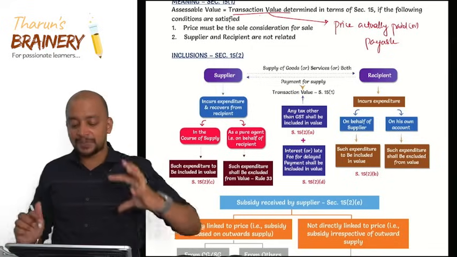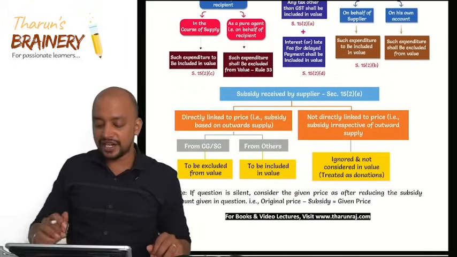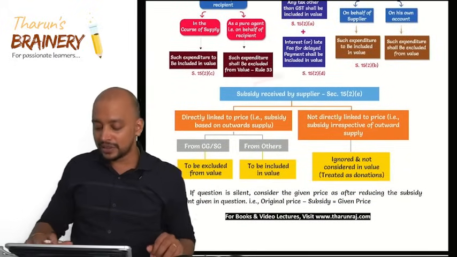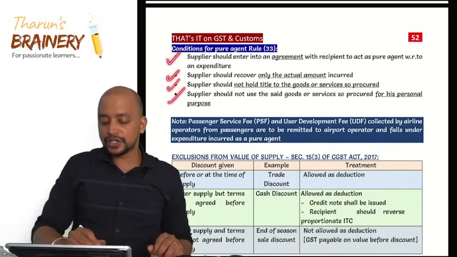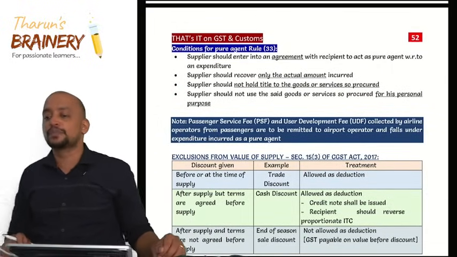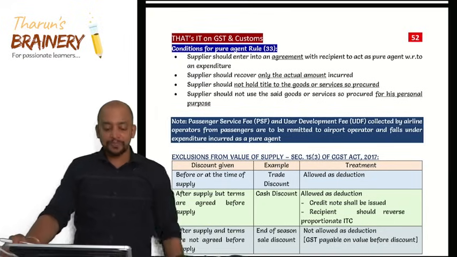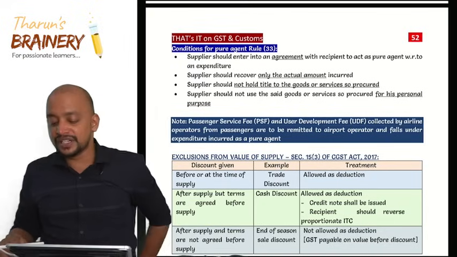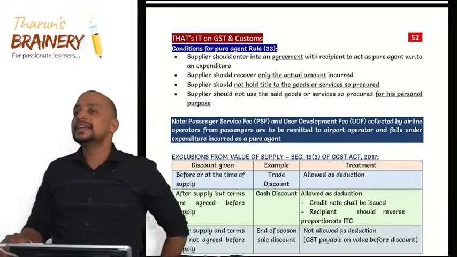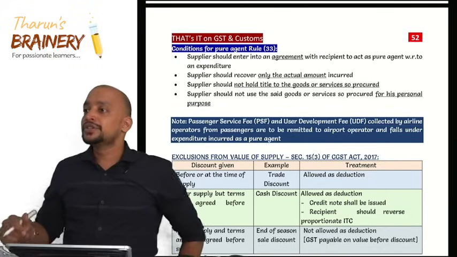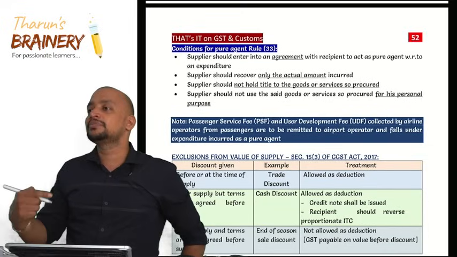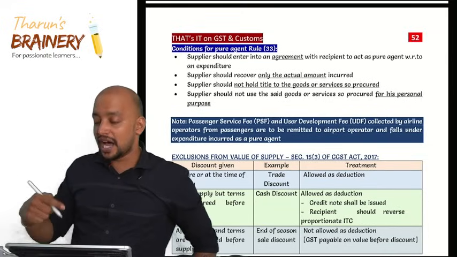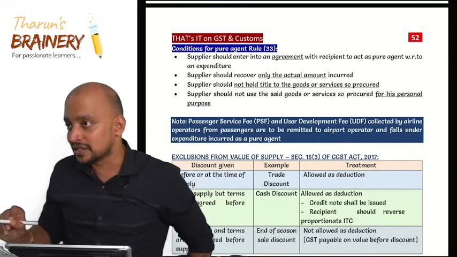When such expenditure will be called expenditure incurred as a pure agent is given in rule 33 that you can see in the next page. A total of 4 conditions should be satisfied in order to be called pure agent expenditure. First, the supplier should enter into an agreement with the recipient to act as a pure agent. In this example, the chartered accountant should agree with the client that the chartered accountant will incur the income tax liability on behalf of the client. There should be a written agreement related to this.